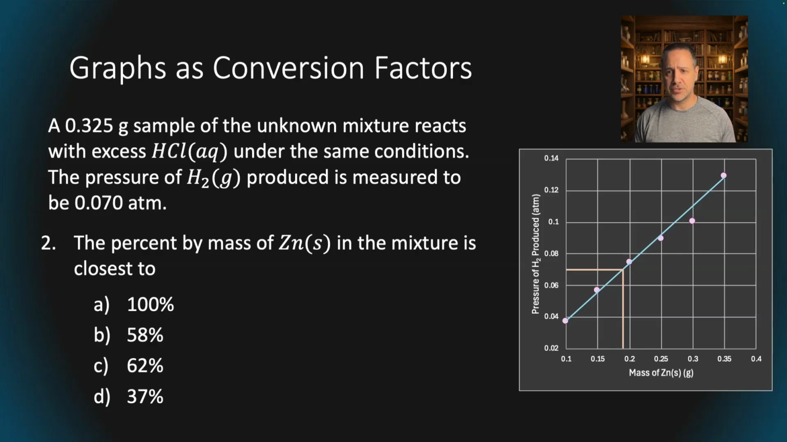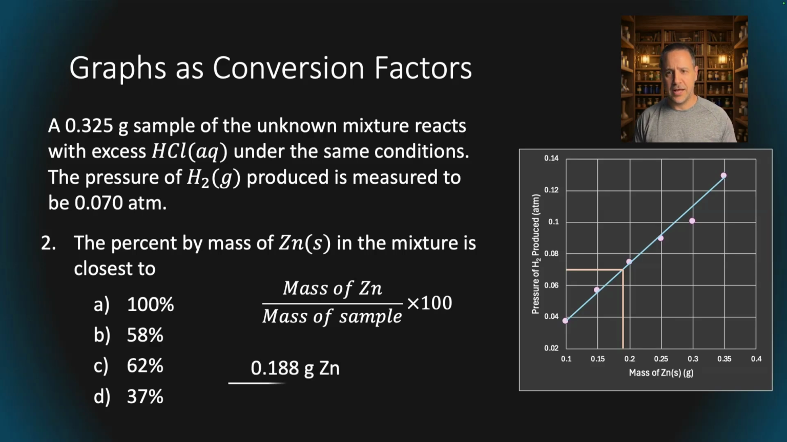To calculate the percent of zinc in the mixture, I'll write the mass of zinc in the numerator and the mass of sample in the denominator. The mass of zinc was calculated in the previous problem as this, and from the top I see that the mass of the sample was 0.325 grams. Don't forget to multiply by 100, and that's about 58%, which matches option B.